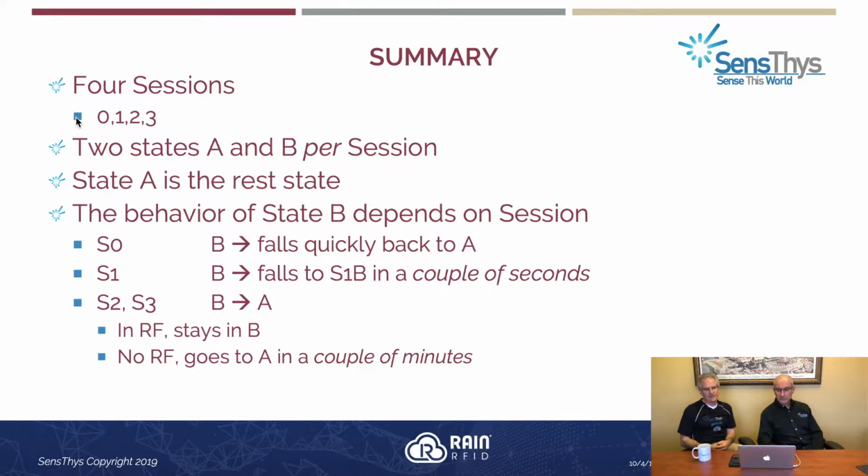S2 and 3, while in RF, stay in B, and that really, as you read the tags out of the population, makes the tag population quieter and quieter and allows you to see quite nicely. In no RF, after a couple minutes or so, it'll wind its way back to A. Yep. So if you've got really difficult to hear tags off there in the distance, really weak tags, then S2, S3 are probably a good way to go.